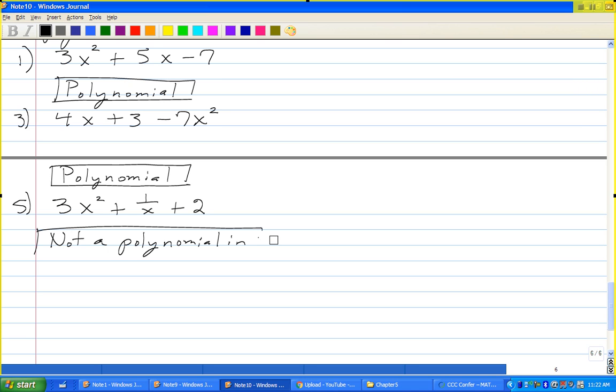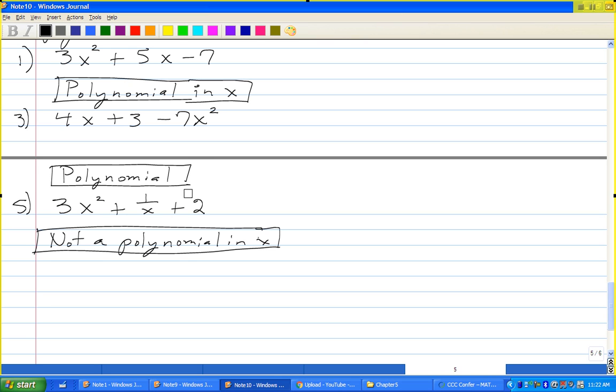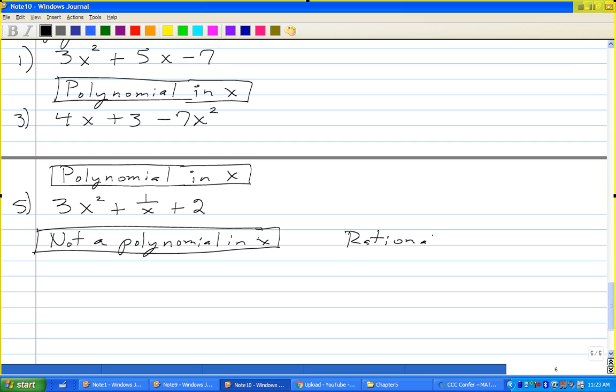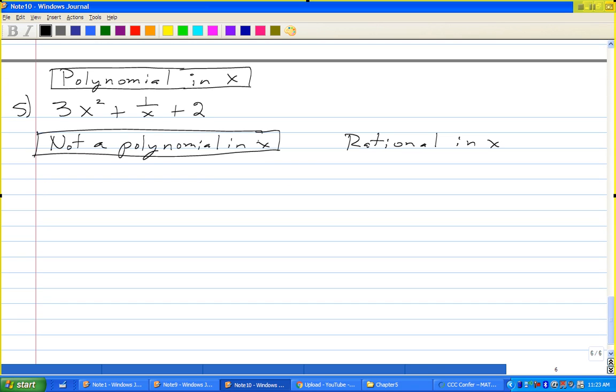Okay. Maybe I should say in what variable. So this is a polynomial in x. This is actually called a rational expression in x. So it's not a polynomial, it's something else that we will study in the future.